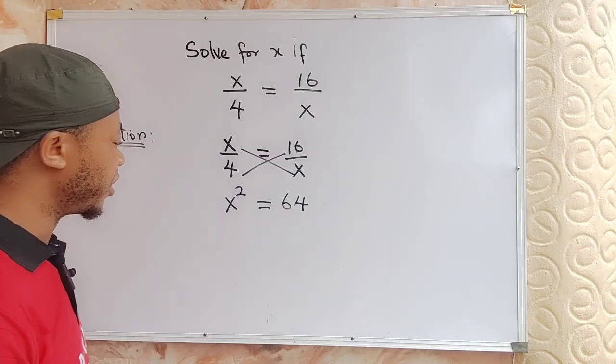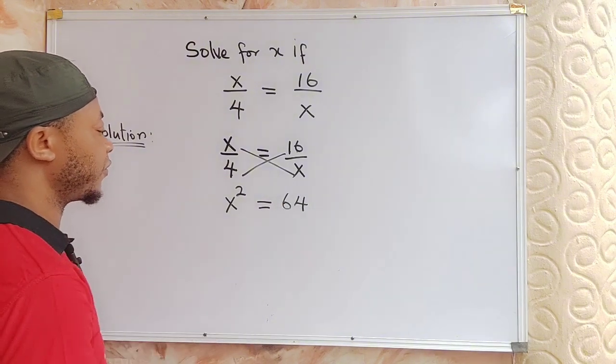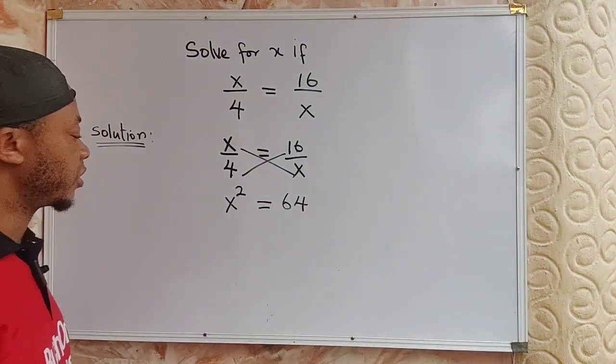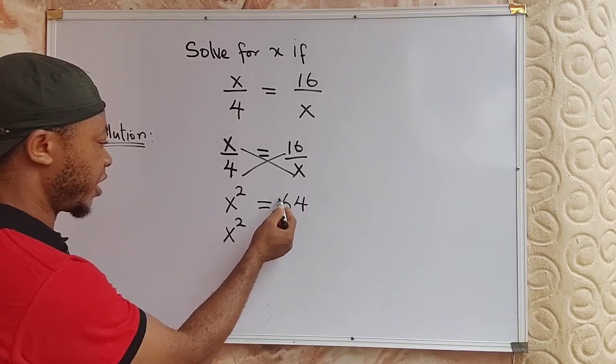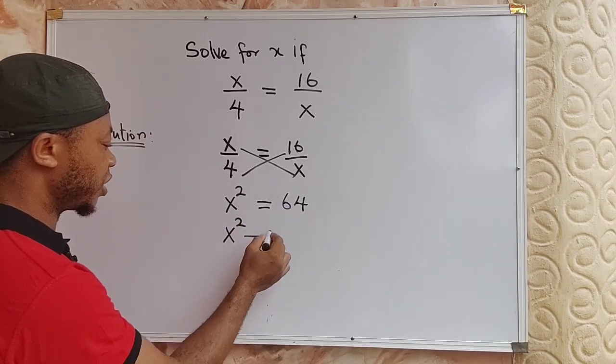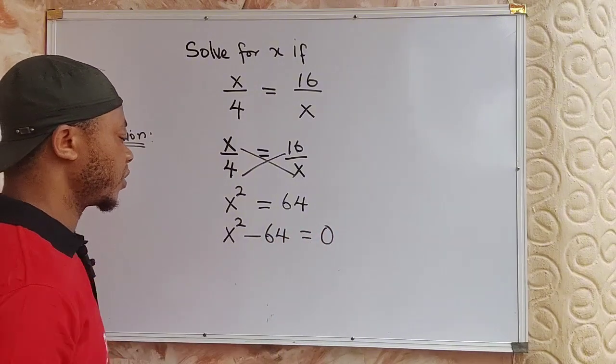Now, to get the two different values of x, we have to move 64 to the left side of the equation. So this will give us x squared. Remember, this is a positive sign here. When it comes to the left side, it changes to a negative sign, and everything will be equal to 0.